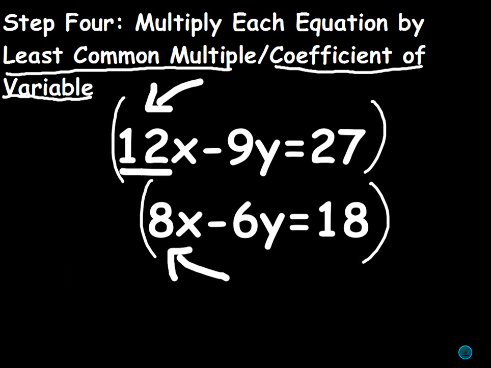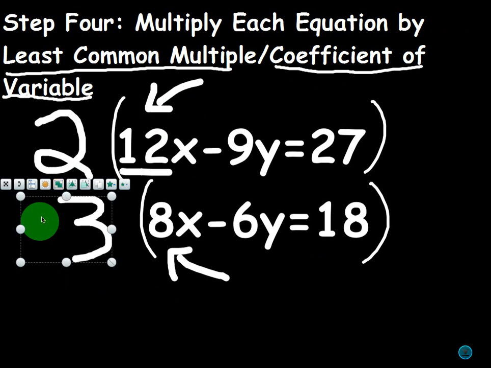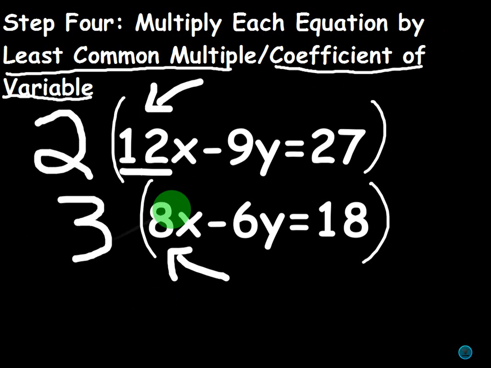How can I turn a 12 into 24? Okay, so you're going to multiply the top equation by 2. How can I turn 8 into 24? So you're going to multiply the bottom equation by 3. Okay? So again, you are turning these leading coefficients into the least common multiple. So this 12 will become 24, this 8 will become 24.